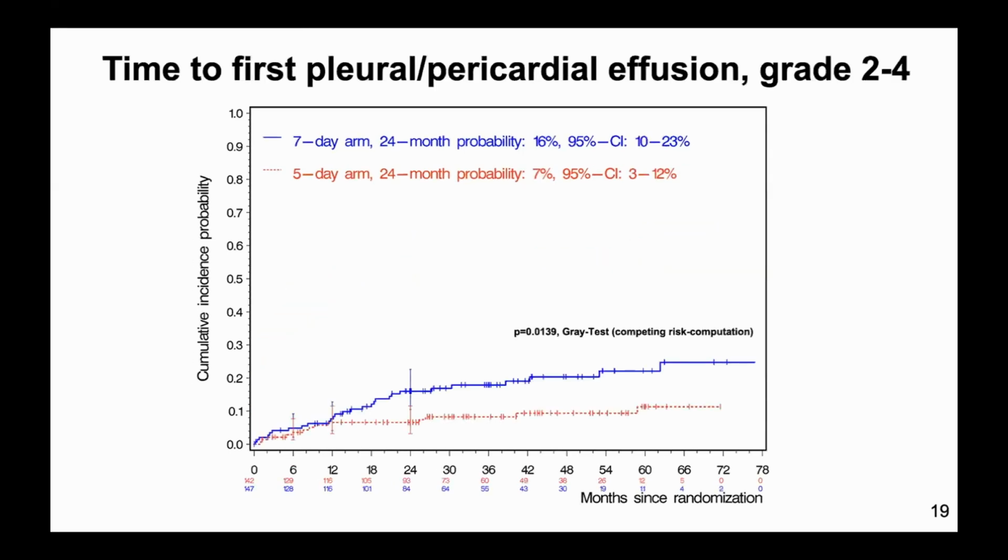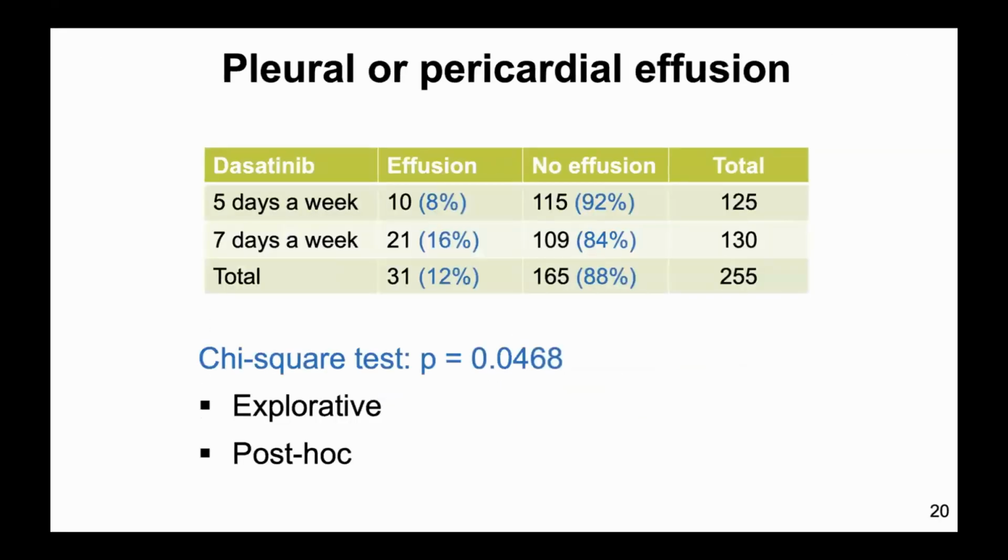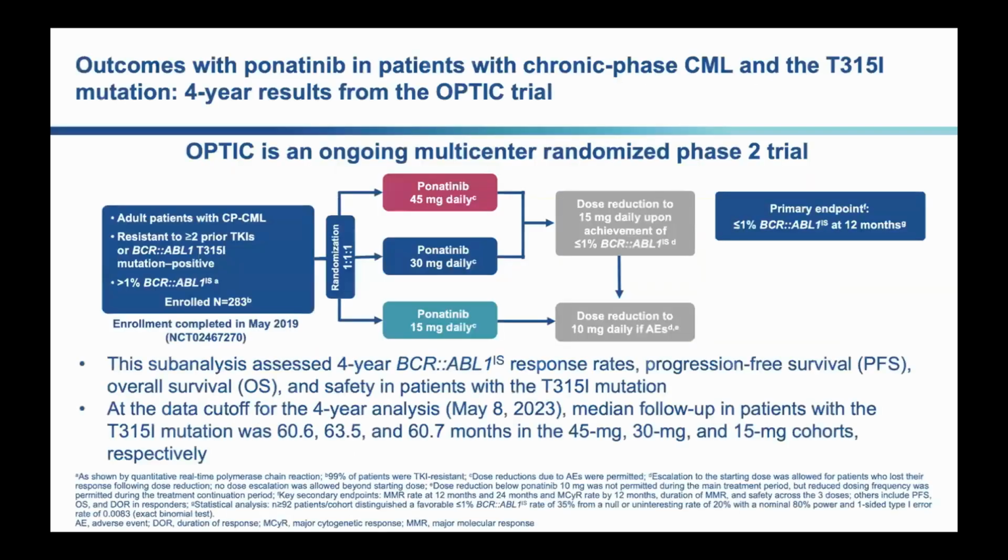When we focus on pleural and pericardial effusions, we see a major advantage for the 5-day schedule. Here is the comparison of the pleural effusions and pericardial effusions, the incidence of 5 days versus 7 days. You see a halving of the incidence of effusions, 8% versus 16% with the 5-day schedule.